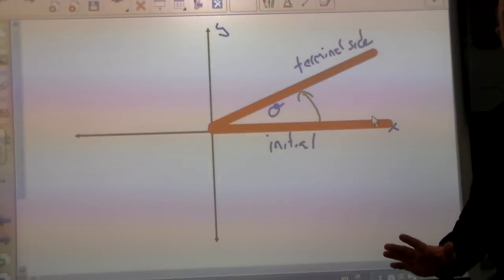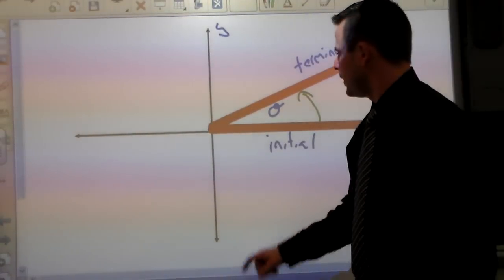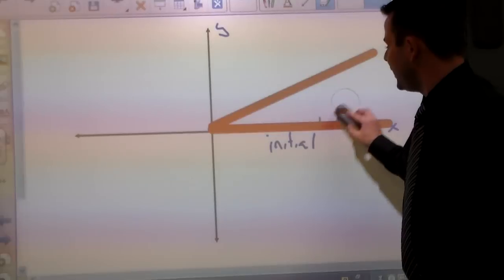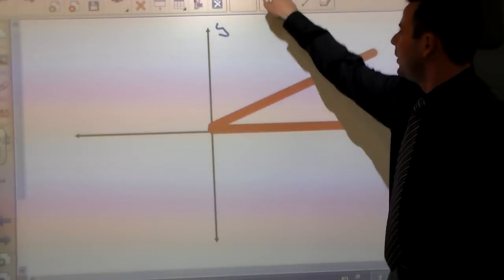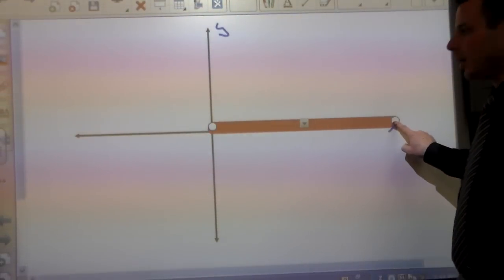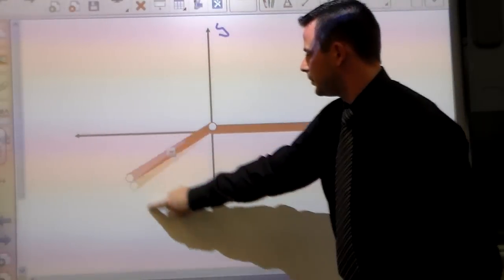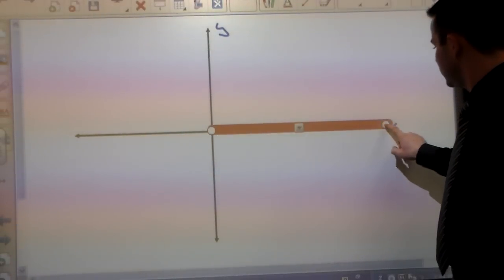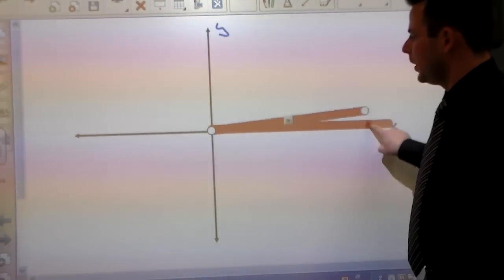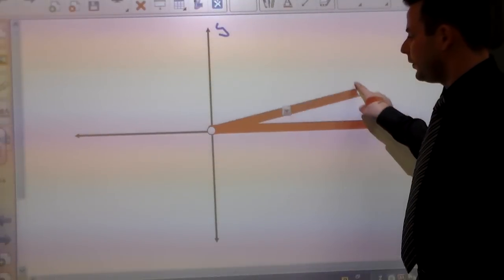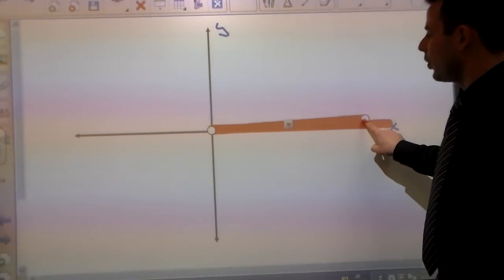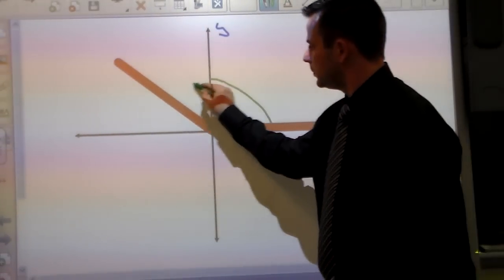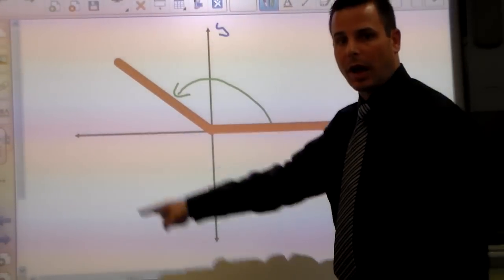So now there are a bunch of types of angles of rotation. As you can see, this angle can move in any direction from the initial side. So now, if I am starting here, I can travel in this direction, or I can travel in this direction. That direction of travel is telling you whether it's a positive angle of rotation or a negative angle of rotation. A positive angle of rotation travels counterclockwise.